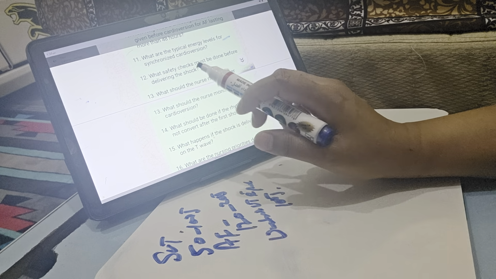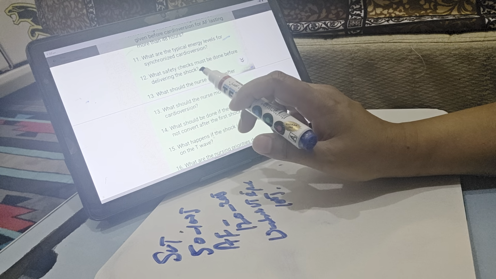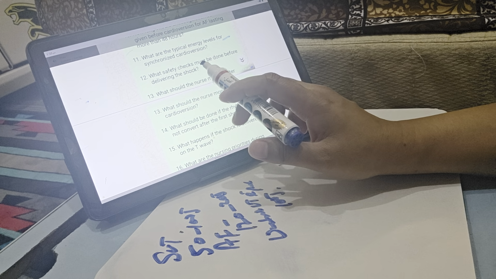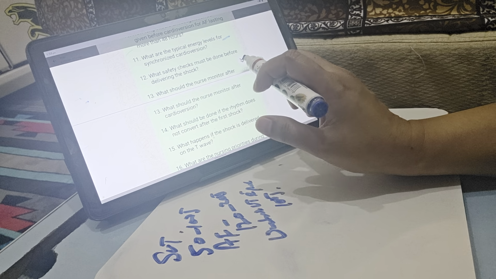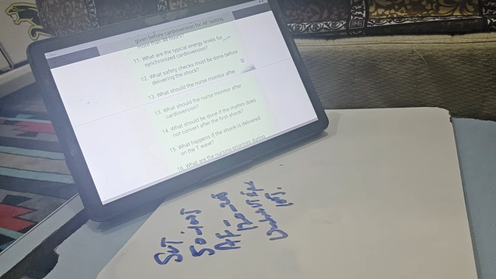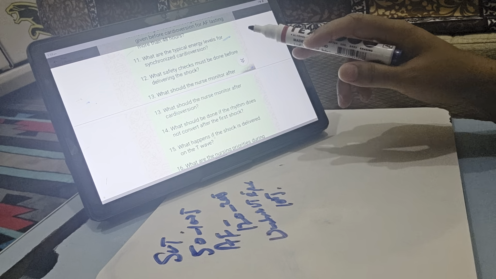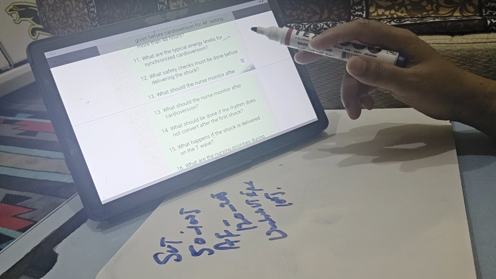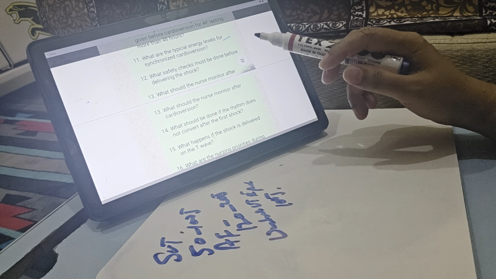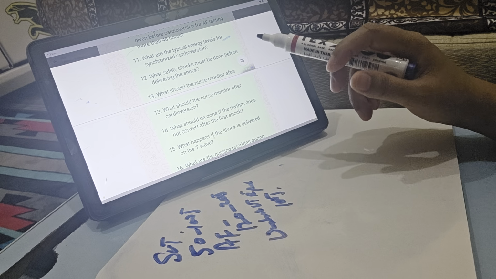Flashcard number 12. What safety check must be done before delivering the shock? We have to ensure the sync button is on. That is number one, and very important. Then clear everyone from the patient and the bed, so no one is touching the patient or the bed.